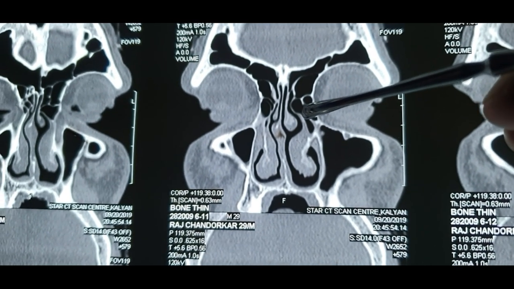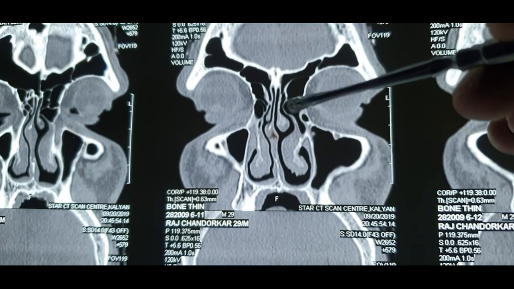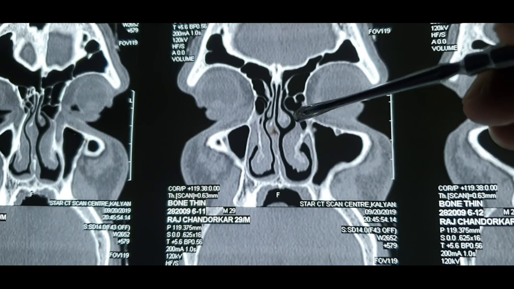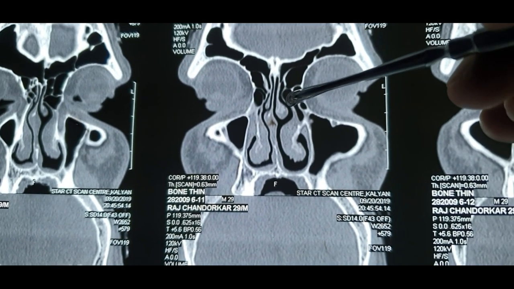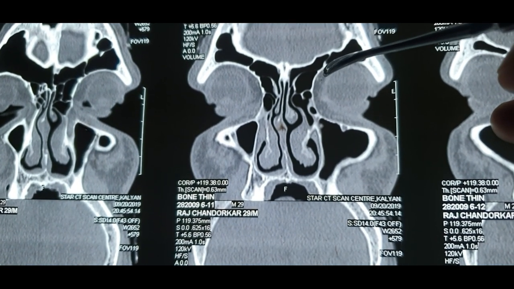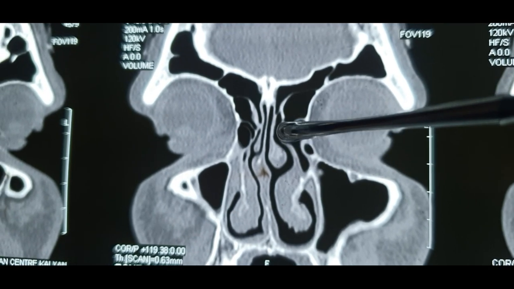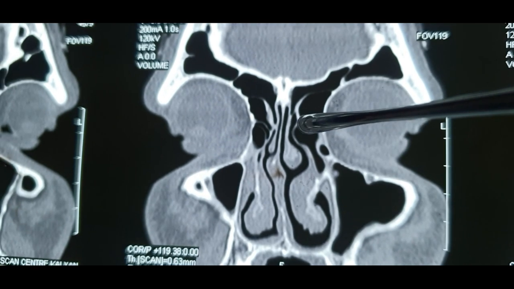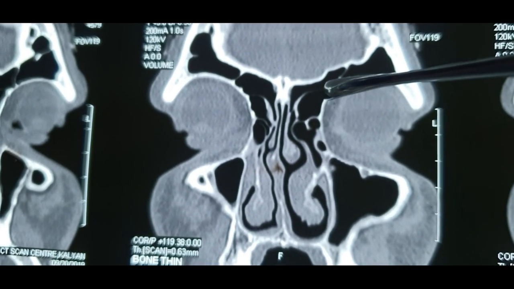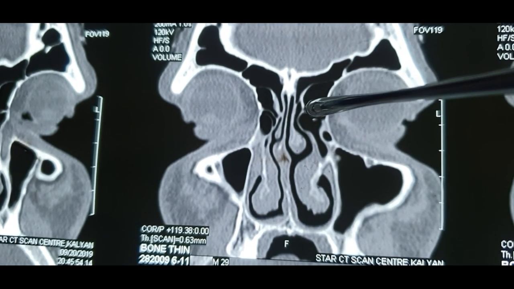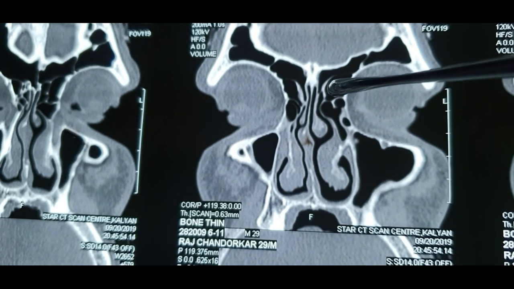In 90 to 95% of patients, the vertical part of the uncinate process, as you can see here, goes medially around the agger nasi, forming the medial wall of the agger nasi, and turns lateral to attach to the lamina papyracea. You can clearly see here, this is the horizontal portion, that is the vertical portion. The vertical portion turns medially around the agger nasi, forms the medial wall of the agger nasi, and then turns laterally to attach to the lamina papyracea. This is the lamina papyracea, and this is the entire uncinate process.